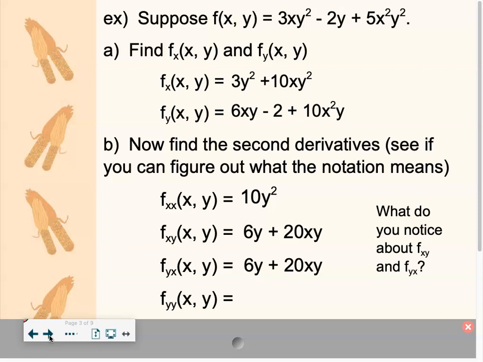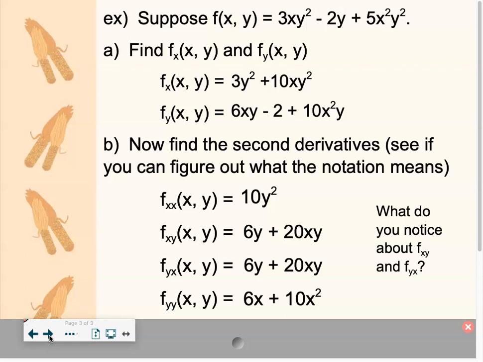So which x is it for the second or third one? Would you do the partial x of the function? You're doing the partial y of the partial x. The first letter is the function you're doing the partial of, and the second one is which letter you're doing it with respect to. So would the last one be 6x plus 10x squared? 6x plus 10x squared. Very good. You got it. Well done.